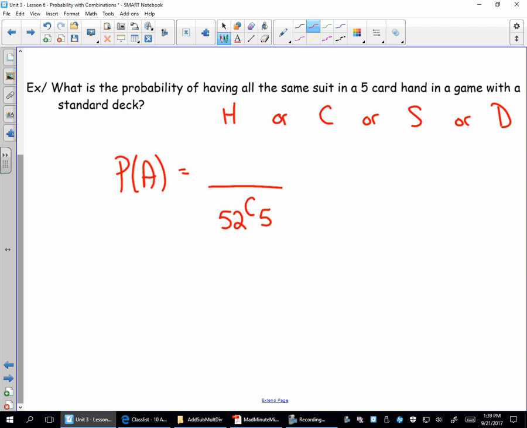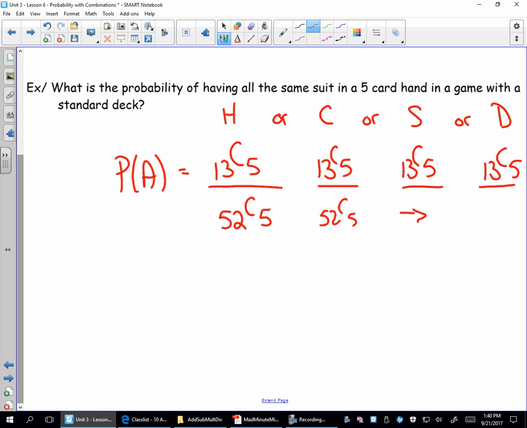If I think about the hearts case, how many ways can I get all hearts? There's 13 of them, and I need 5. How about clubs? Well, there's 13 of them, and I need 5. Spades, 13 of them, and I need 5. And same thing for diamonds. So I could write each of these out separately, and the bottom stays the same every time. Okay, that's the same, that's the same, that's the same. And add them all together.